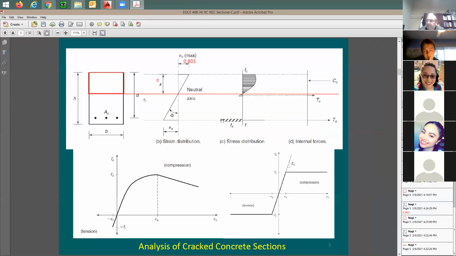Let me look at this. How much is the strain at this point here? Can someone help me with this?